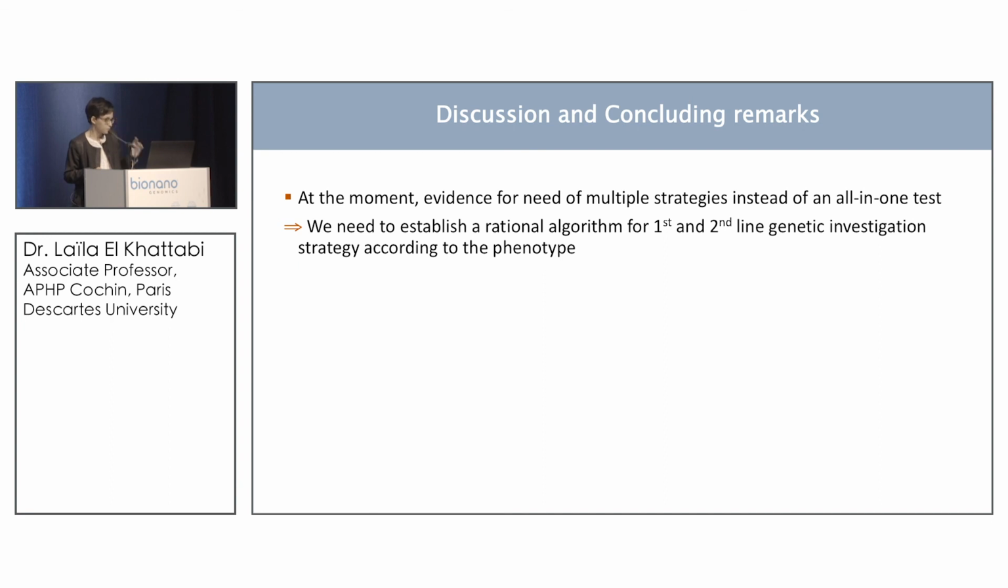So at the moment, I think that there is essentially evidence that we need multiple tools anyway for now, and we need especially to establish algorithms that define exactly first and second line genetic investigation strategies.